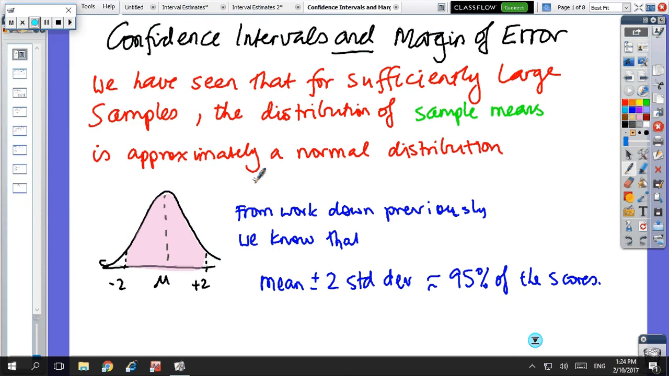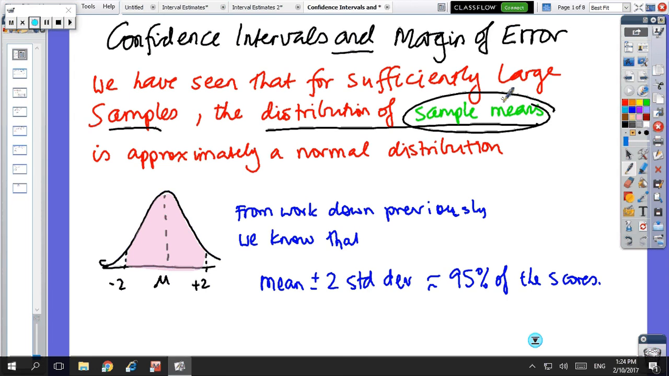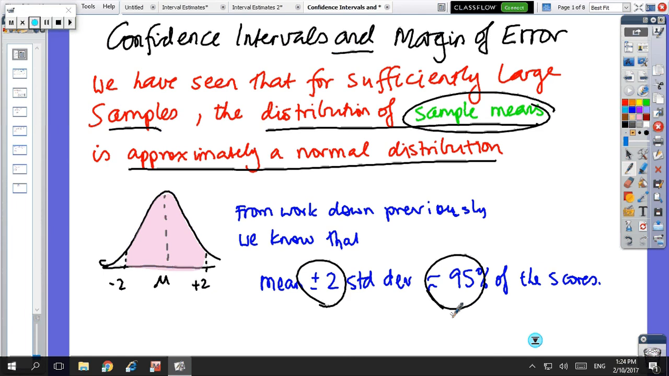Okay, so we're now looking at confidence intervals and margins of error. We've seen from previous videos that if we've got large enough samples, the distribution of the samples will approximate a normal distribution. So for instance, we know from previous work that within plus or minus 2 standard deviations, we should have about 95% of the scores. Plus or minus 1 is about 68%, and plus or minus 3 is about 99.7%. We've done this work before, and we're going to extend it now to proportions.